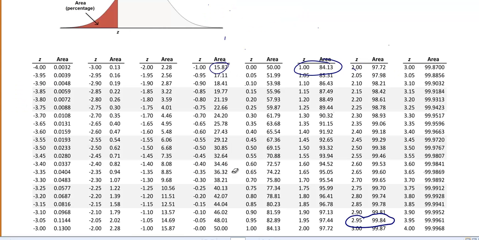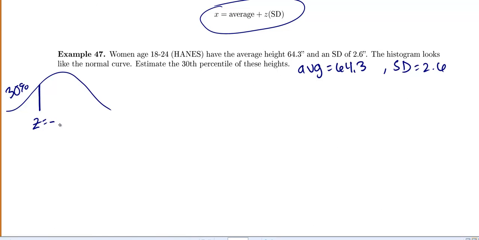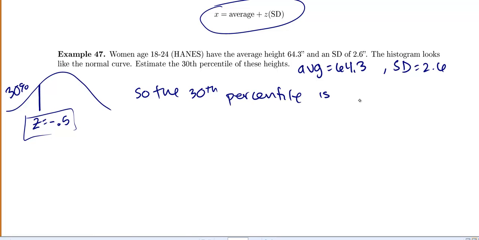So I go to my normal table, and because the 30% is an area, I look in the area column for 30%. And it looks like -0.5 is pretty close. So z is -0.5. What does that tell us? That means the 30th percentile is 1/2, -0.5, standard deviations below the average.